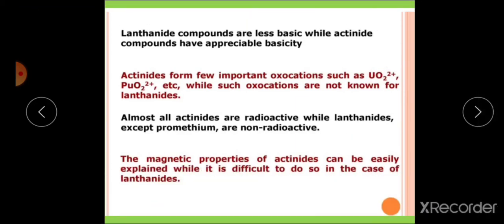Almost all actinides are radioactive, while lanthanides, except promethium, are non-radioactive. The magnetic properties of actinides can be easily explained, while it is difficult to explain the magnetic properties of lanthanides.